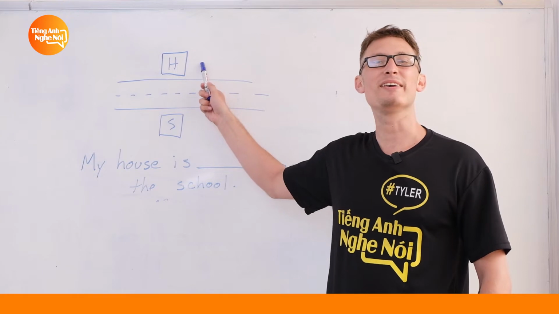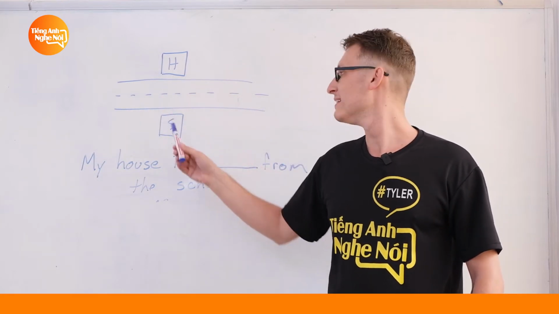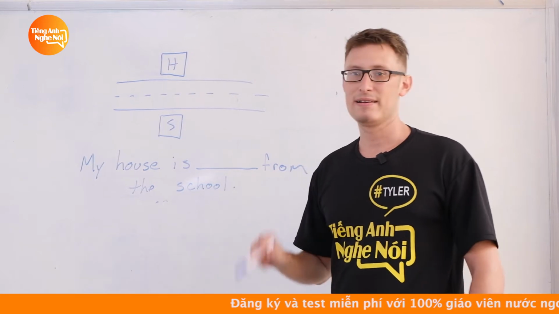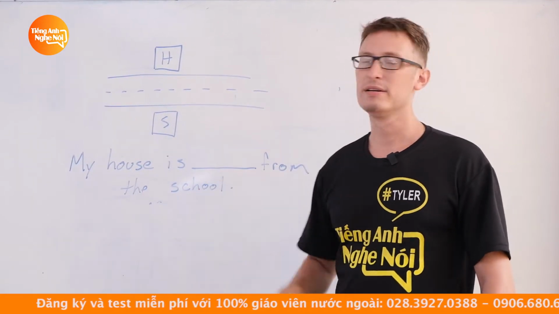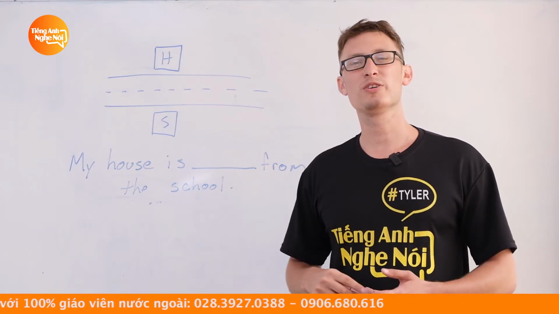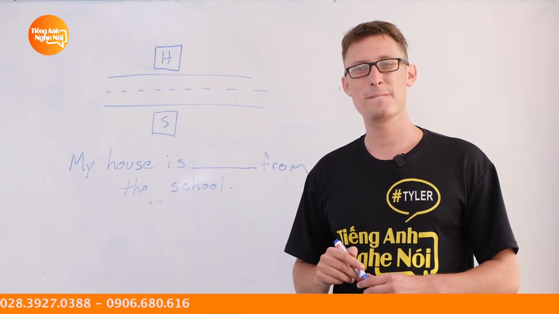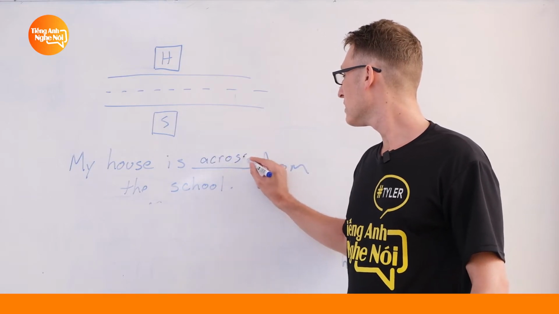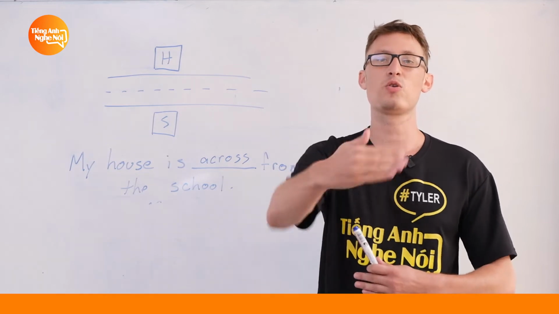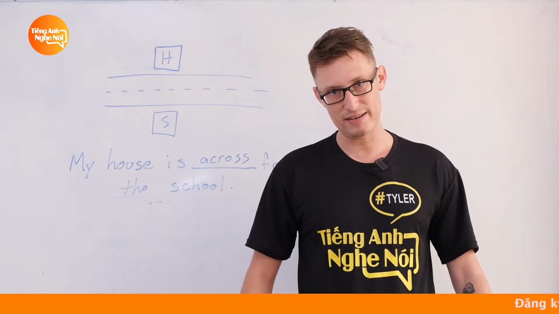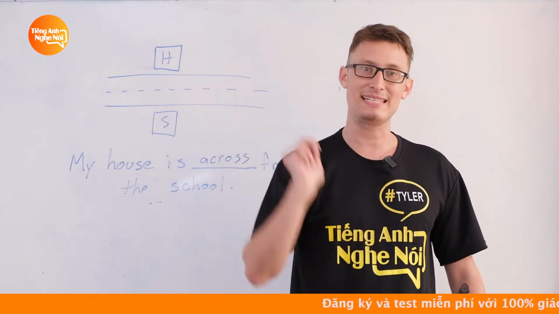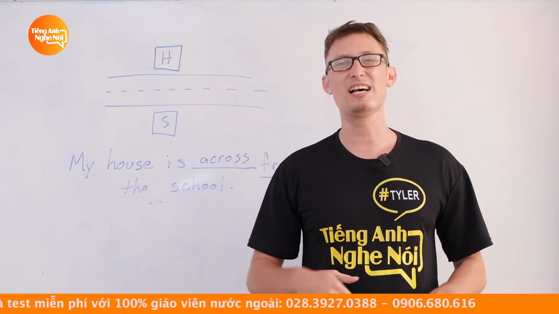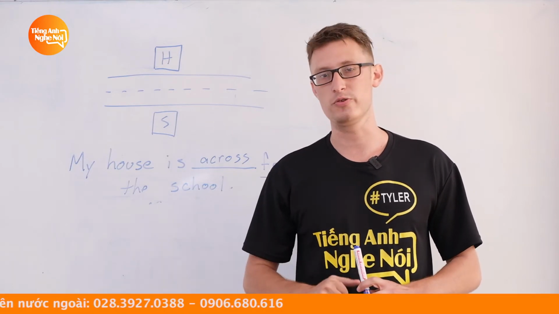If your house is here, and then you have a street, and the other location is up the opposite side, you would say, my house is across from the school. What word should you say here? Now, my house is across from the school. It is across from something. When you're standing on one side of the street, and something is on the opposite side, you would say it is across from you. You would not say it is opposite from you, you would say across from you.